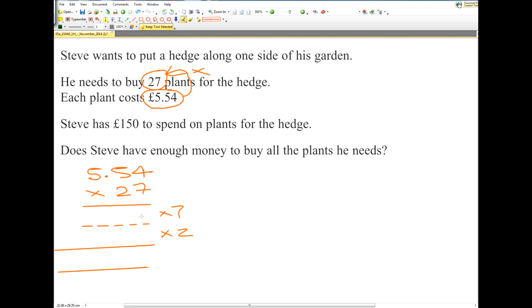So 4 times by 7 will give us... 5 times by 7 is, add 2 is... 5 times by 7 is, add 3 is.